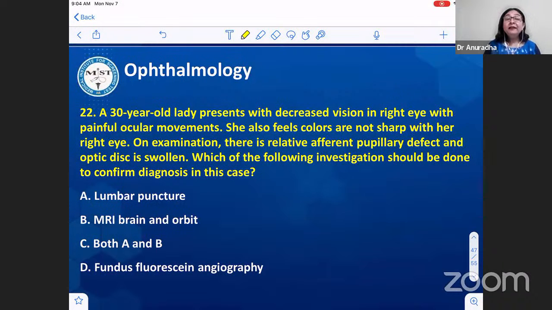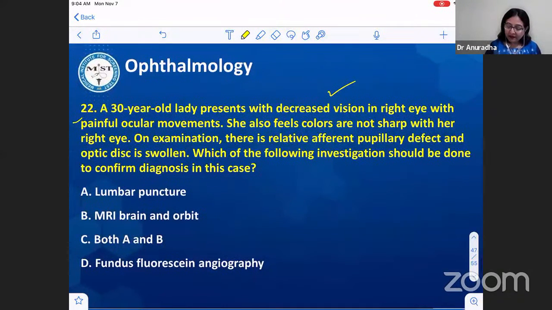A 30-year-old lady presents with decreased vision in the right eye with painful ocular movements. She also feels the colors are not sharp with her right eye. So there is decrease in the vision, pain on ocular movement, and the color vision is affected. On examination, there is a relative afferent pupillary defect and the optic disc is swollen. Which of the following investigations should be done to confirm the diagnosis in this case?